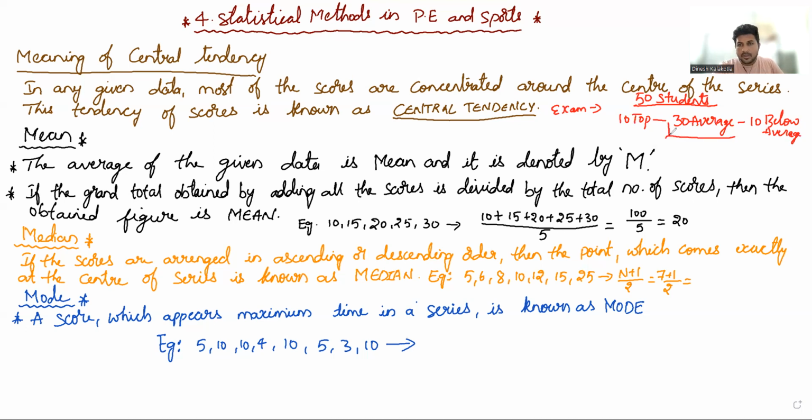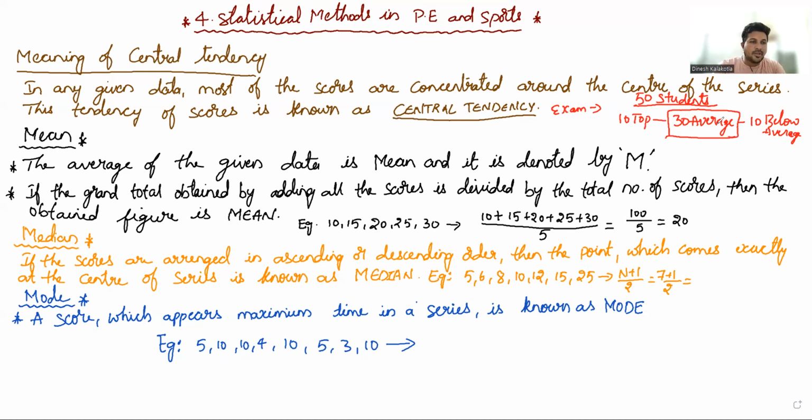So this tendency is observed in most of the data. This tendency is nothing but central tendency, the tendency of the data to fall in the center of the series. Now, how are we going to measure this central tendency? For that, we have three different tools: the first one is mean, the second one is median, and the third one is mode. Let us see the first one, which is mean.